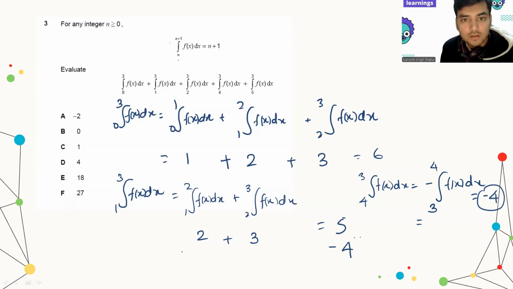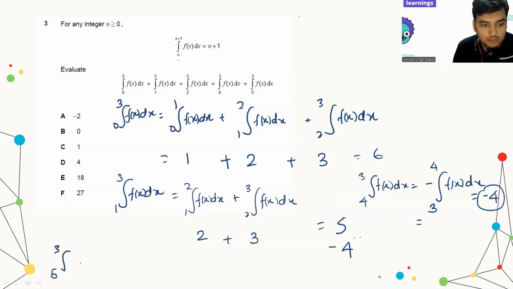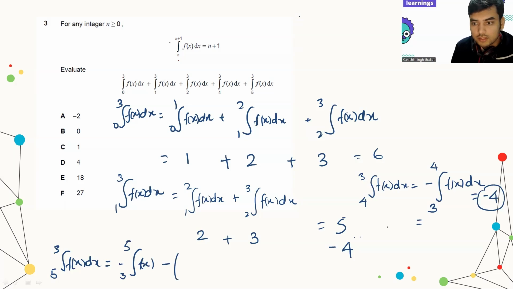Then what you have? 5 to 3. So integration of 5 to 3 f(x) dx would be the negative of 3 to 5 f(x) dx, isn't it? Right? So negative of 3 to 4, 3 to 4 is how much? 4, right? Plus negative of 4 to 5, 4 to 5 would be how much? 5, I think so, right? So this thing would be negative of 9, right? So whatever values you have, just add them up, so it would be 6 plus 5 plus minus 4 plus minus 9.